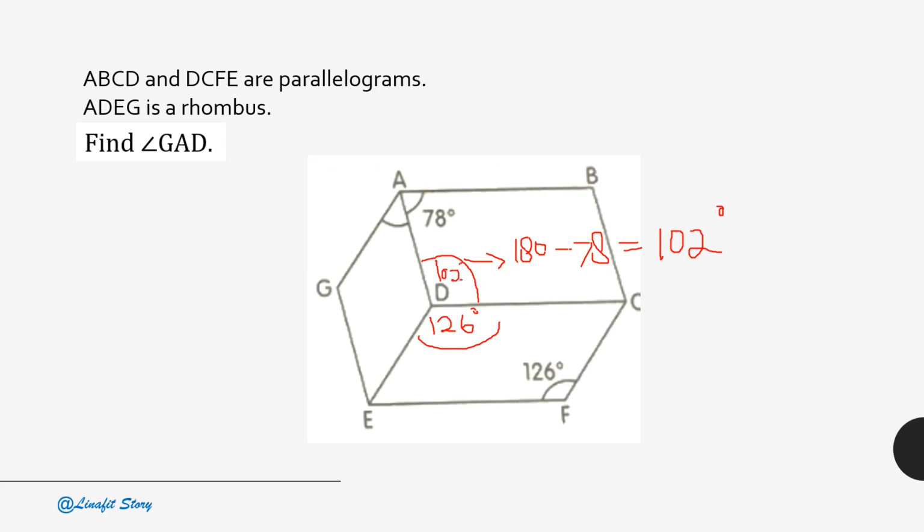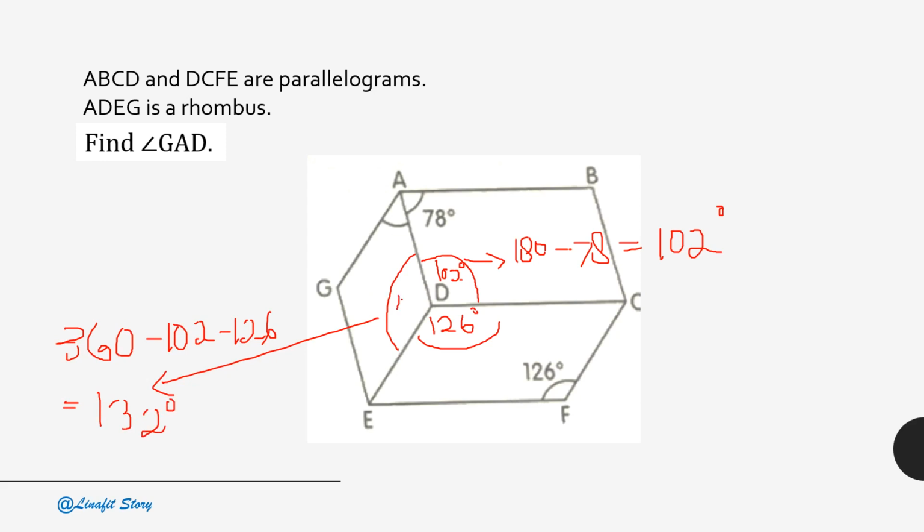Then how to get angle ADE? 360 minus 102 minus 126 equals 132 degrees. Then how to get angle GAD? So 180 minus 132 equals 48 degrees.